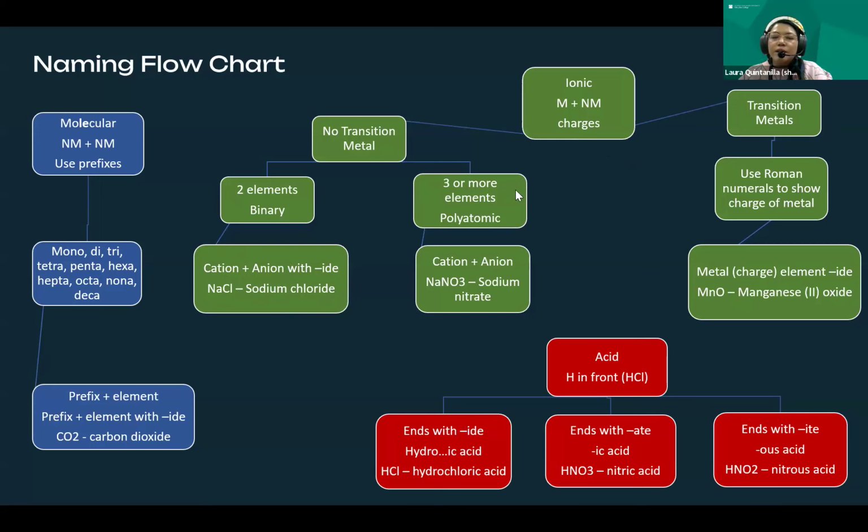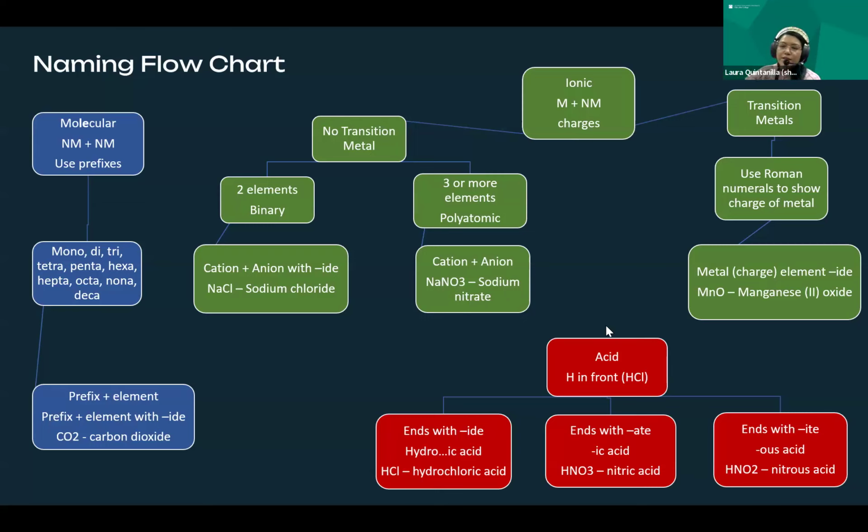The last one you'll see in ionic is if you have a polyatomic ion. If you see 3 or more elements, that means you have a polyatomic ion in there, and we'll go over those as well. The same rules apply as cation and anion, except the polyatomic ion has its own special name, so you don't change anything about it. It's just whatever it's called, that's what you name it. So Na is still sodium, and this NO3 is called a nitrate. So when you name it, it's just sodium nitrate.